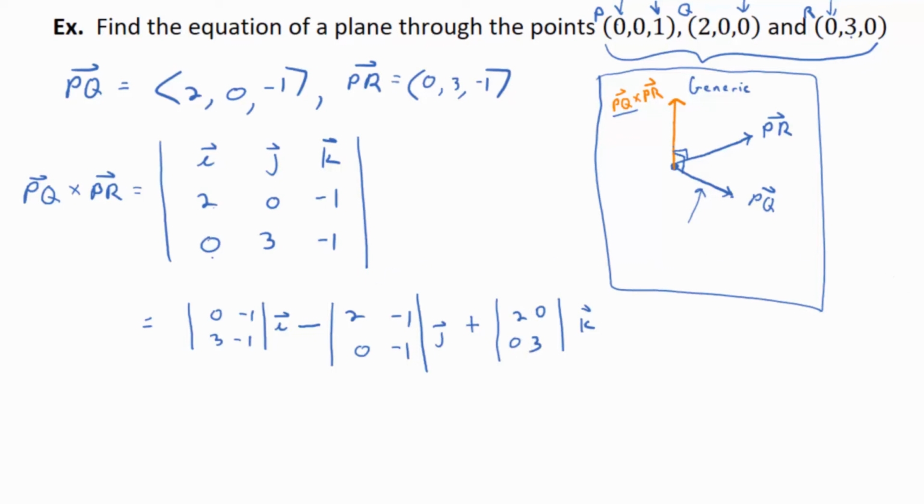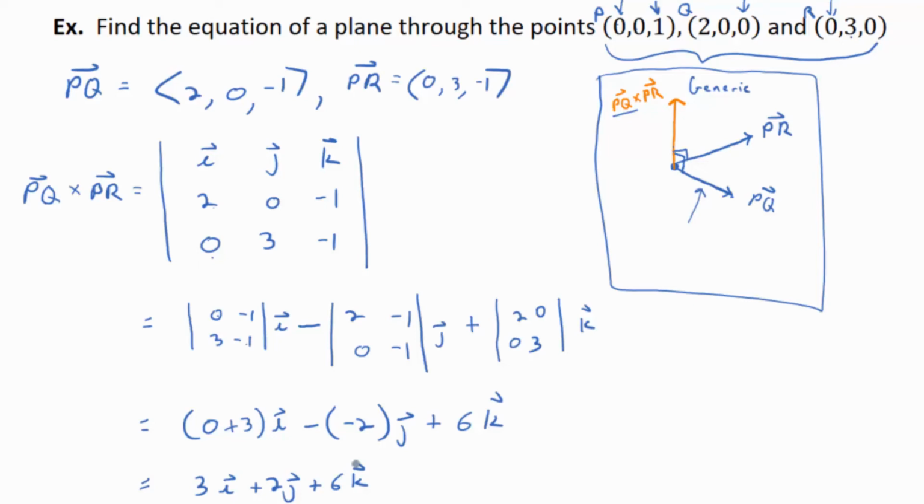Okay. What do we get for our components? We get 0, careful, 0 times negative 1 is 0, minus negative 3, so plus 3 i. And then minus, careful here. What would that be? That'll be plus 2 when the smoke settles. And then for k, the k component is just 6k. So we get 3i plus 2j plus 6k. Would everybody buy that?